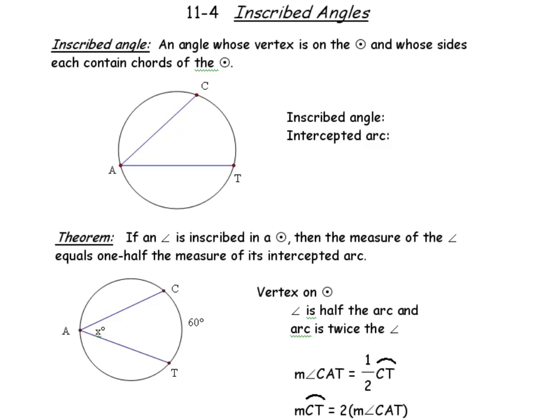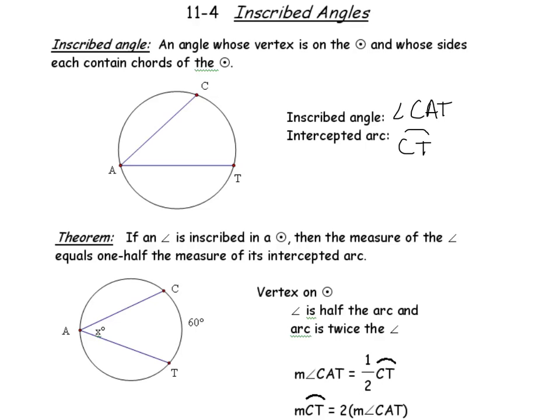So we're going to start chapter 11b with section 11.4, and we're going to talk about inscribed angles. An inscribed angle, which is different than a central angle, is an angle whose vertex actually sits on the circle and whose sides contain the chords of the circle. So I've got chord AC and chord TA, and those are actually the sides for my angle, whereas my vertex A sits on my circle. So the inscribed angle that I'm working with is angle CAT, and it forms an arc, and that arc is arc CT. So the intercepted arc, as we call it, is the arc that's formed by my inscribed angle.